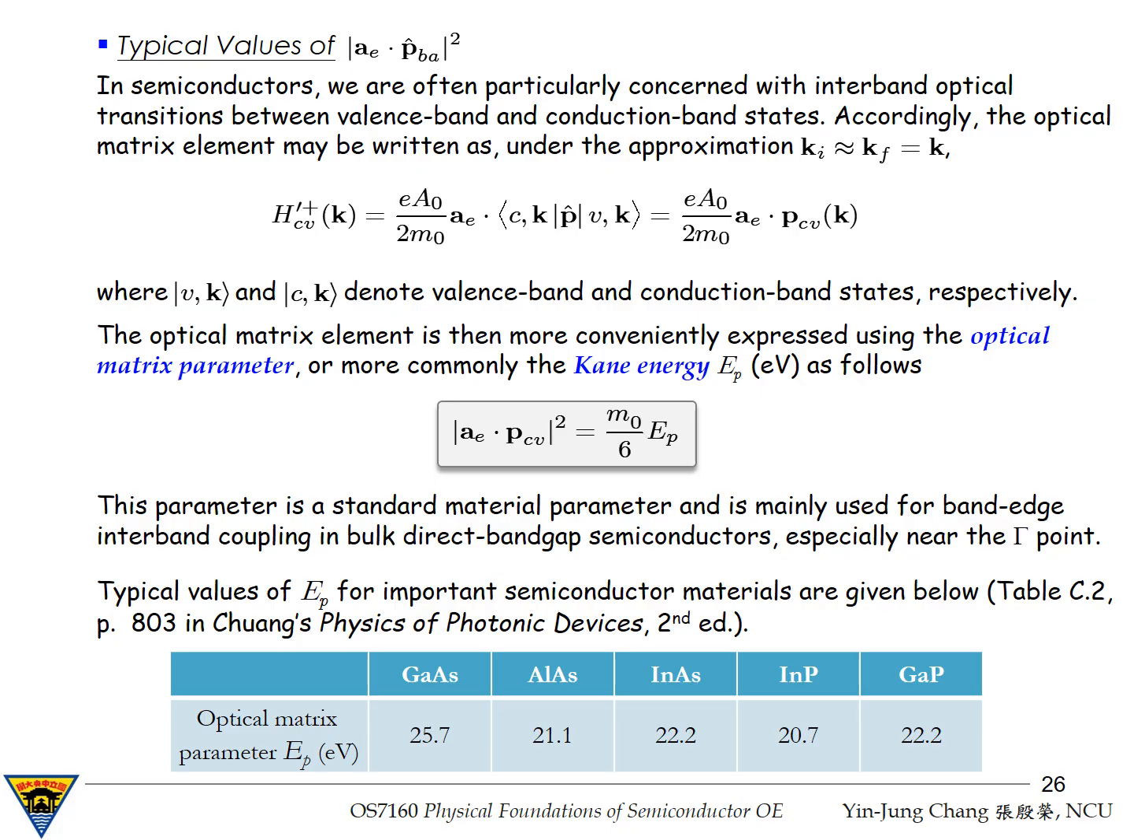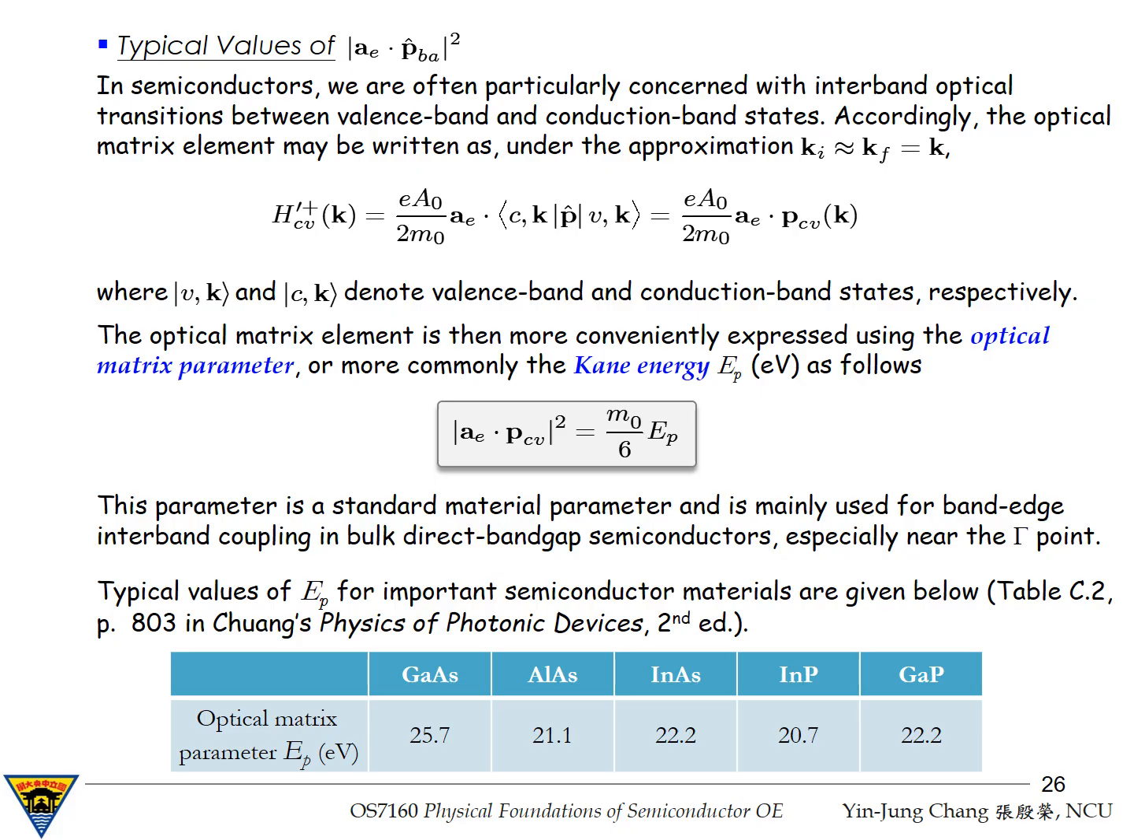For optical absorption in a semiconductor, the most important transitions are often those between valence band states and conduction band states. Therefore, we write the optical transition matrix element between a valence band state Vk and a conduction band state Ck, as shown in this expression. Here, the small case e represents the elementary charge. Capital A naught is the amplitude of the vector magnetic potential. M naught is the rest mass of a free electron, and A sub E is the unit vector describing the polarization direction of the optical field.